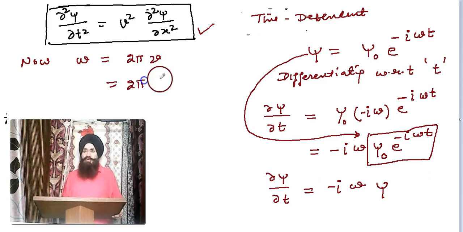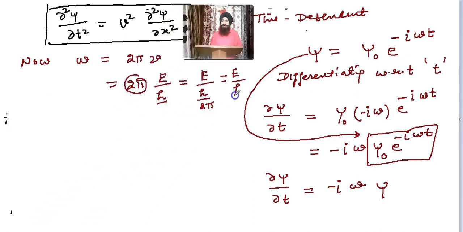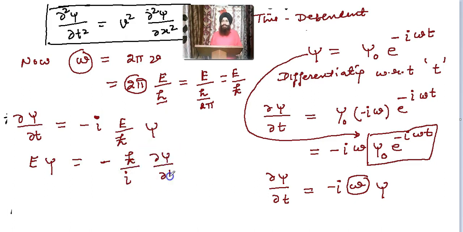Now ω is 2πν, and ν is E over h, where E is energy, so it becomes E over ħ. Replacing ω with E over ħ, Eψ becomes like this. i squared is what? Minus 1. So i with i squared, with one i, it cancels out. So Eψ becomes this.